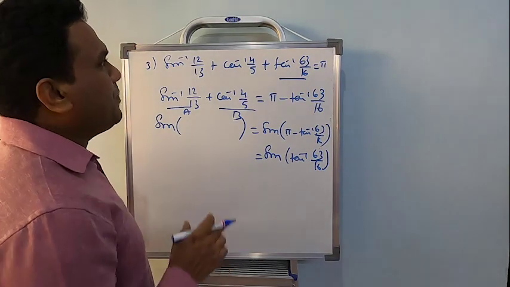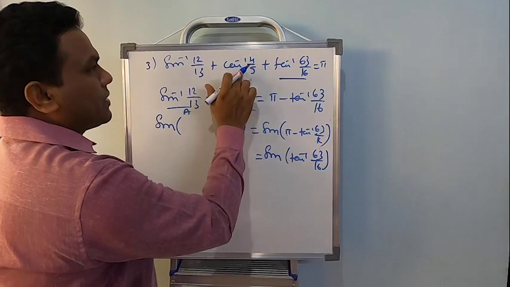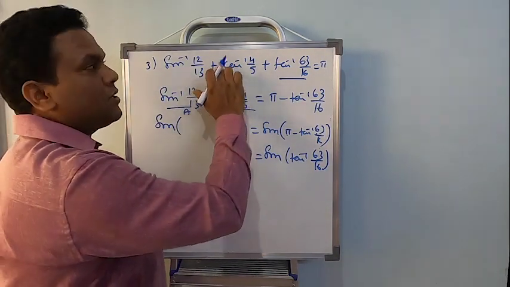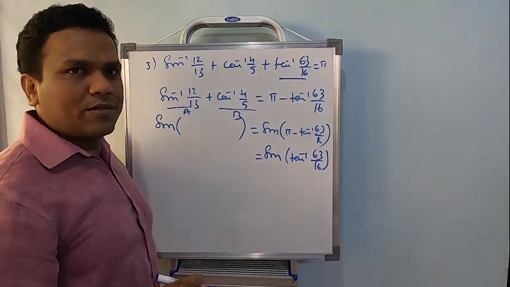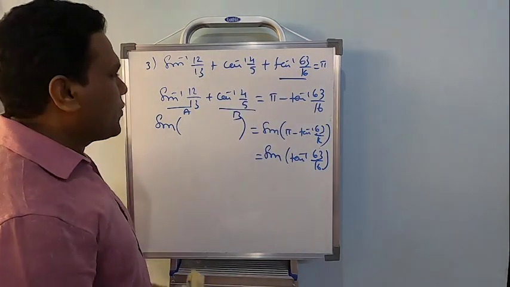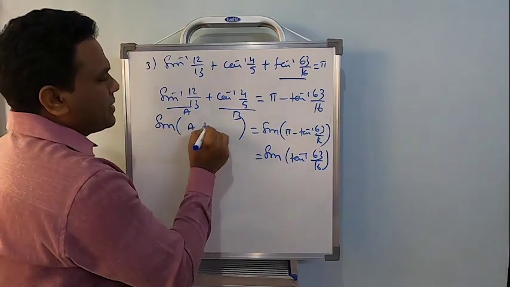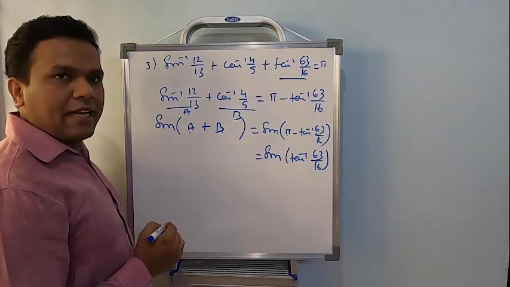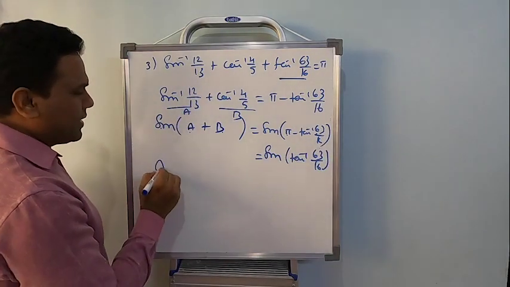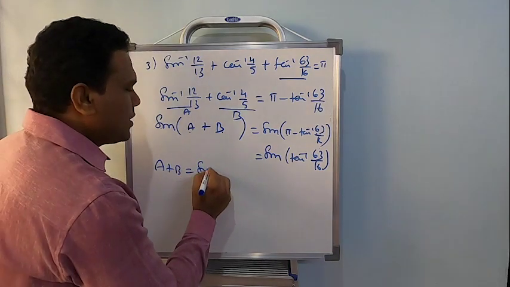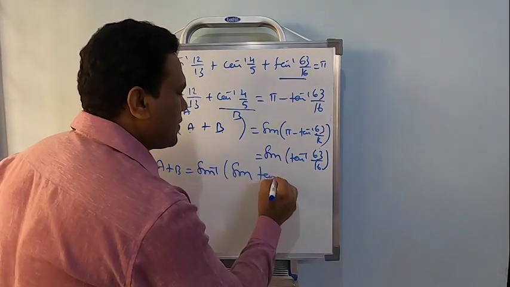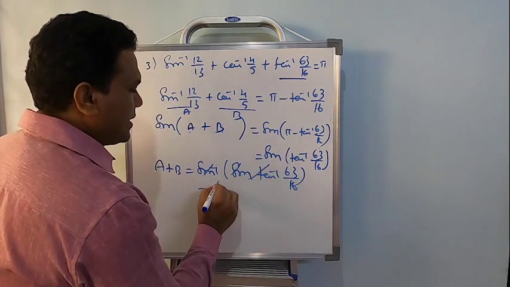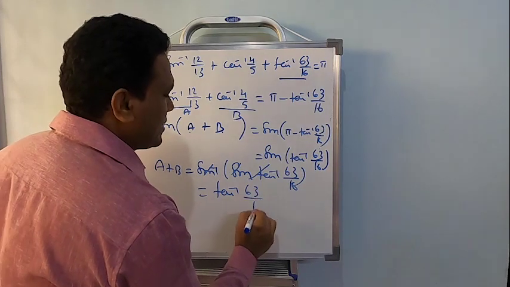Otherwise the easiest method will be to convert these two in terms of tan inverse, then apply tan inverse x plus tan inverse y. The result will be combined with this term. That is one more process. So we can solve it in any of the forms. This is also fine. So let me take this in the form of A plus B. Now the left hand side is A plus B. I don't want this sine, I will shift sine to the right side. So A plus B equal to sine inverse of sine of tan inverse 63 by 16. This gets eliminated. So the remaining is just tan inverse 63 by 16.